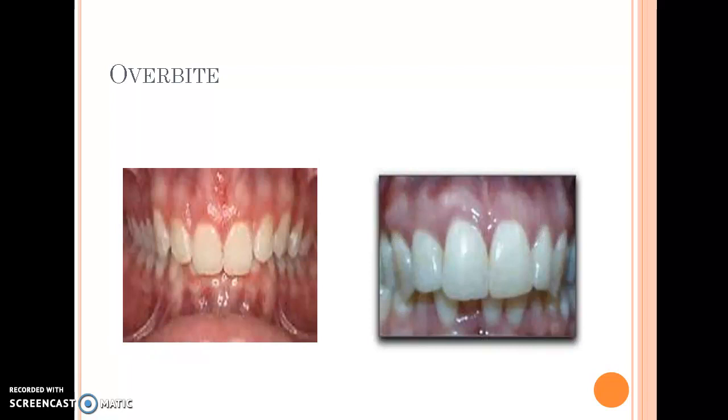Here's another type of malocclusion called overbite, and this is where the maxillary teeth overlap the mandibular teeth. The image on the left shows a 100% overbite where those maxillary teeth completely cover the mandibular teeth. The other photograph on the right side shows more like maybe a 60% overbite, where in textbook cases we want the maxillary teeth to cover about 50% of the mandibular teeth.